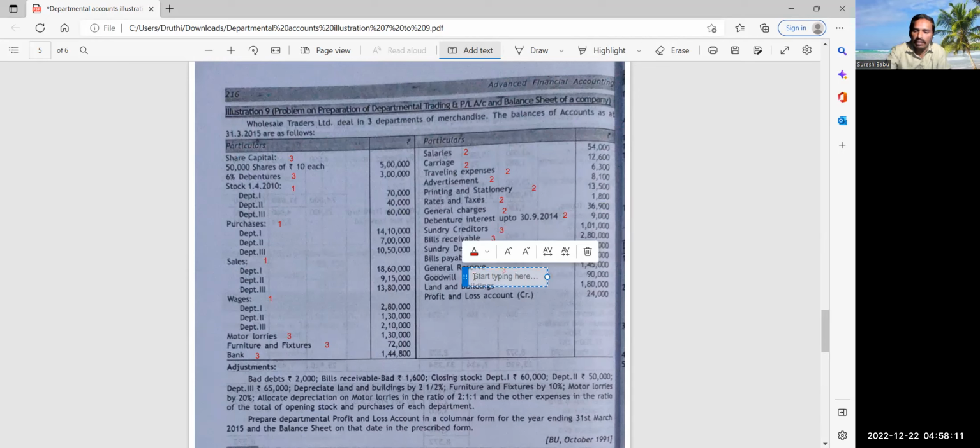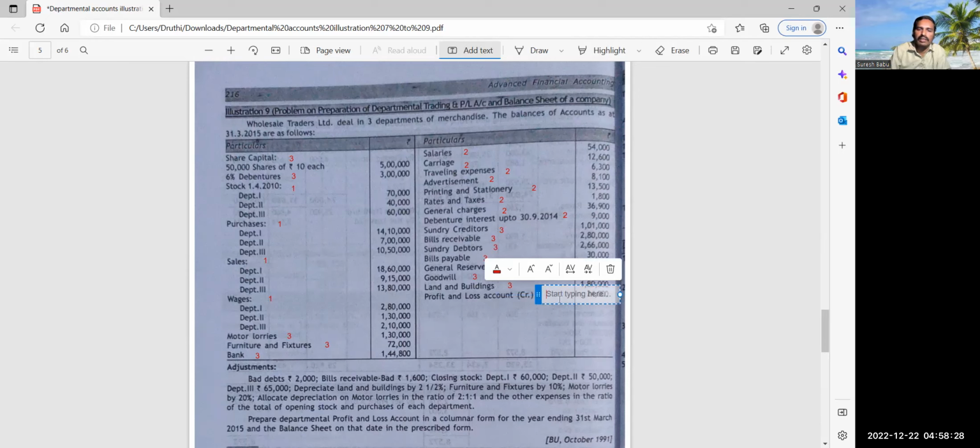So there is goodwill, it is 3, that is balance sheet asset side. There is land and buildings, so it has to appear in 3, that is assets, so that is balance sheet. Then there is profit and loss account, credit balance.